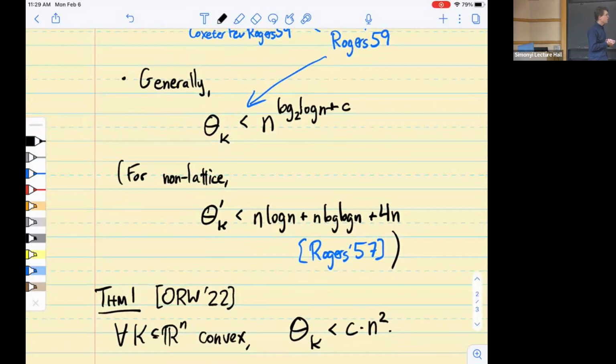So for any convex body, you can cover space using a lattice. You have a lattice covering where the average number of times that a point is covered, or the density, is n squared. Okay, we don't have a matching lower bound. It could be the right answer is n. We don't know yet. But this is the best known so far. It's an improvement on the n to the power log n that Rogers had.